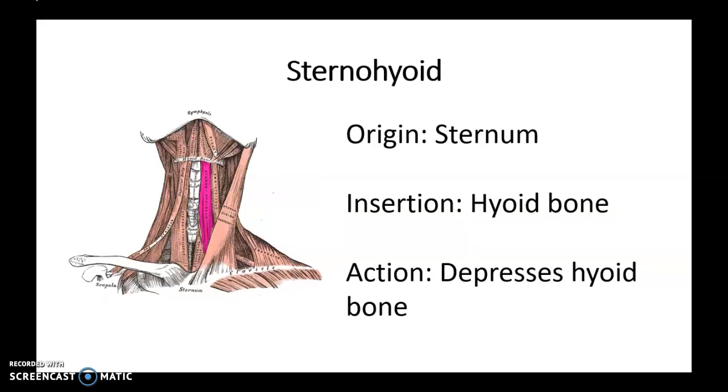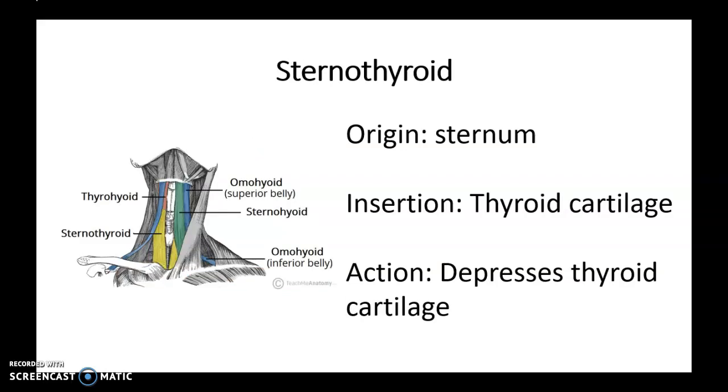Okay. Then we are looking at a superficial neck muscle, and this muscle is called Sternohyoid, shown by the dark pink muscle on the picture. Sternohyoid, as the name suggests, originates from the sternum, right here, and inserts into the hyoid bone. So that's why the name Sternohyoid. It also depresses the hyoid bone.